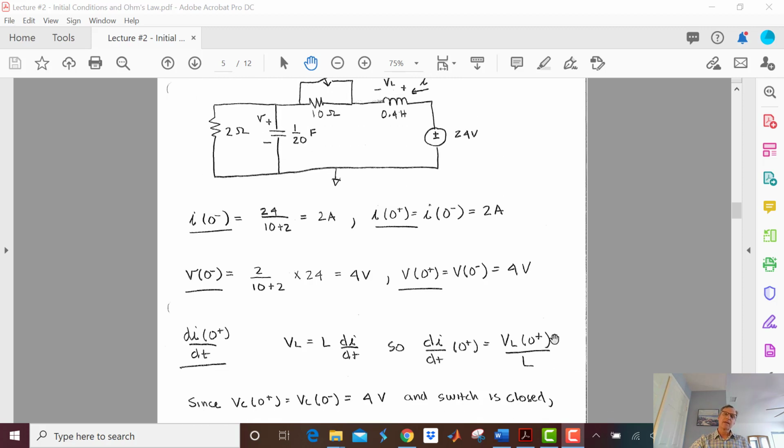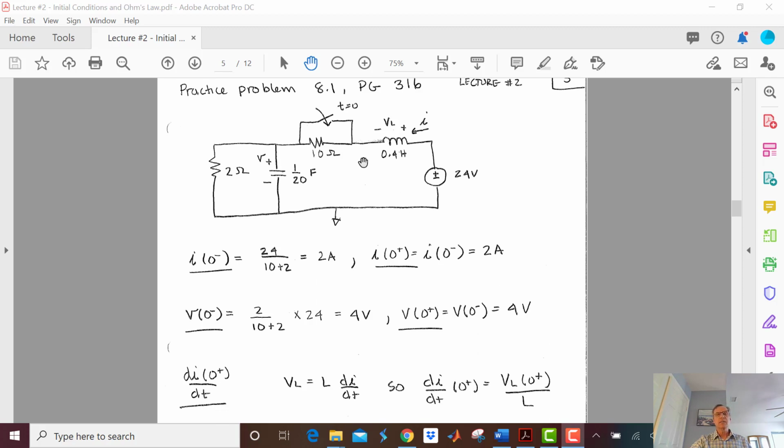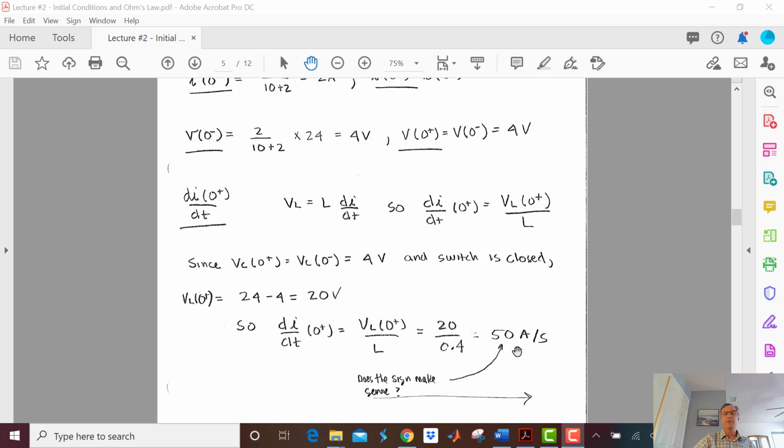Do we like that sign? Let's take a look. I'm shorting out this resistor, so I know we're certainly going to end up with more current at t equals infinity, because the current at t equals infinity is just going to be 24 divided by 2, which is 12 amps. So it makes sense that di/dt is going to be going up, and that 50 amps per second makes sense to me.